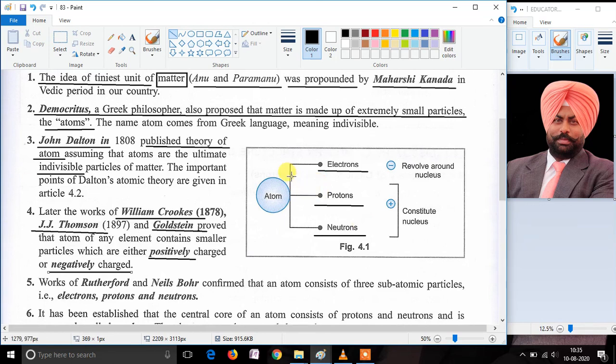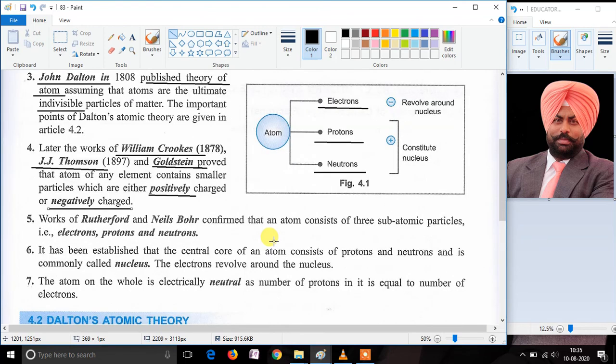These charged particles were named later on by Rutherford and Niels Bohr as electrons, protons and neutrons. The earlier scientists William Crookes, J.J. Thomson and Goldstein discovered the charge on the different particles, while the names electrons, protons and neutrons were given later on by the scientists Rutherford and Niels Bohr.